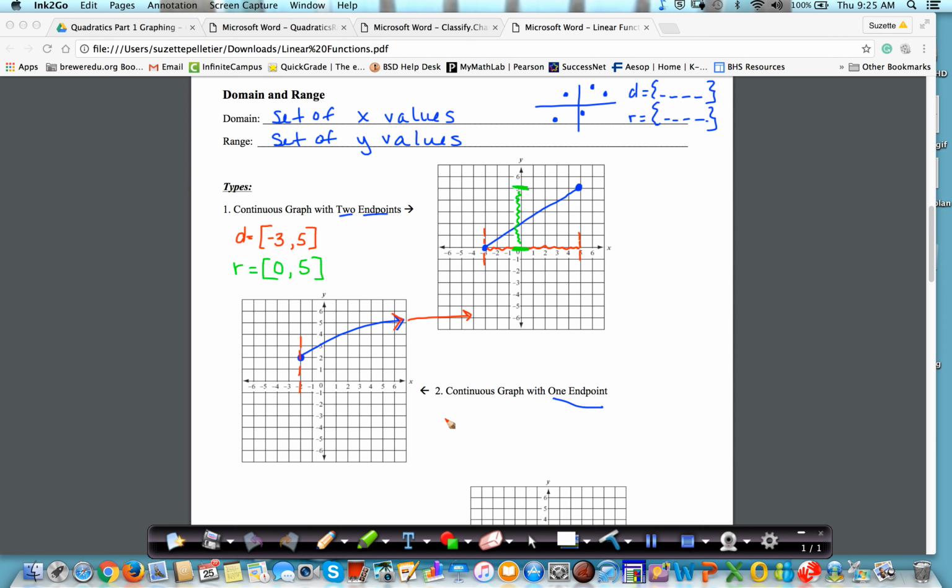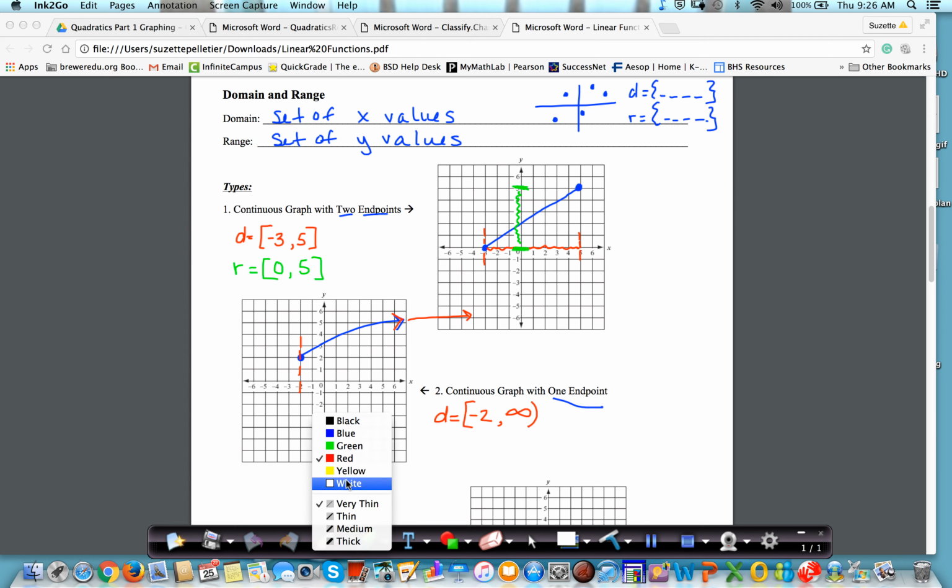So we say the domain is equal to, it starts at -2, including the point because it's a solid circle, and we just say that it goes to infinity. That's the infinity symbol. We leave it open because I don't really know when it's going to end, so I leave a rounded bracket, which is called an open bracket. So this one, the domain goes from -2 to infinity.